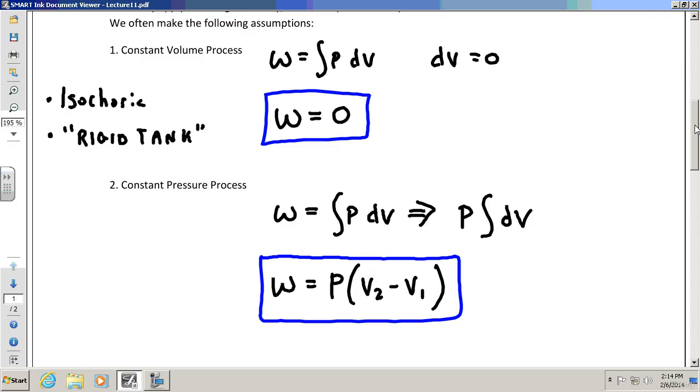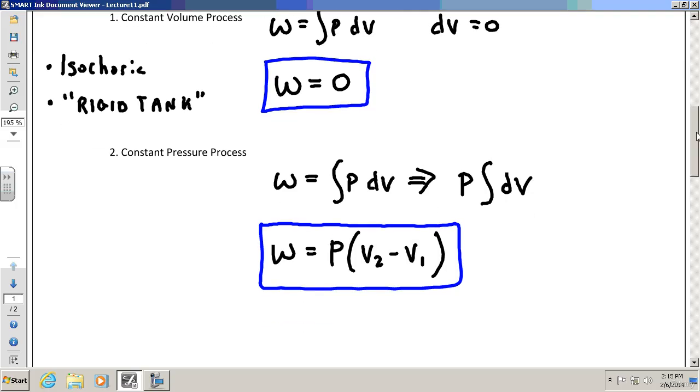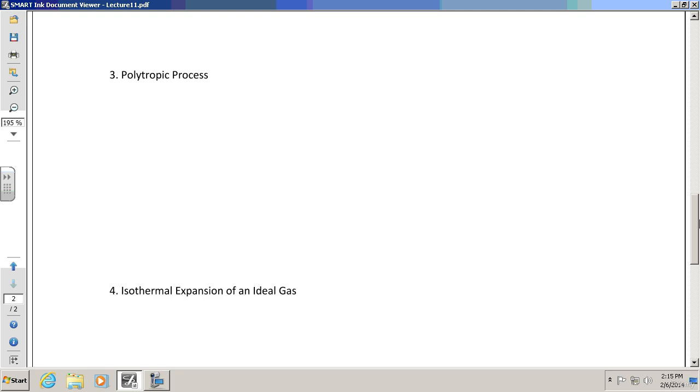All right, both those cases are pretty easy. To calculate the work for a constant pressure process, it's just pressure times the volume change. That's it. That's easy. So those 2 happen a lot. Now, the next ones, these next 2 are very highly related to each other. They probably don't happen as much as case 1 and case 2, but we certainly see them some.